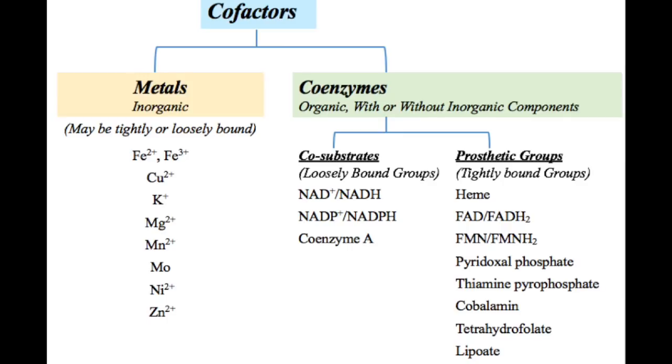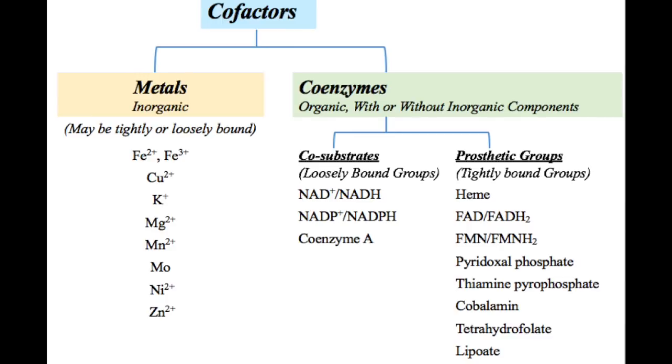Now, prosthetic groups are tightly bound groups, and we already saw a prosthetic group when we looked at hemoglobin and myoglobin, and this is the heme molecule. Other prosthetic groups include FAD or FADH2, FMN or FMNH2, pyridoxal phosphate, thiamine pyrophosphate, cobalamin, tetrahydrofolate, and lipoate.